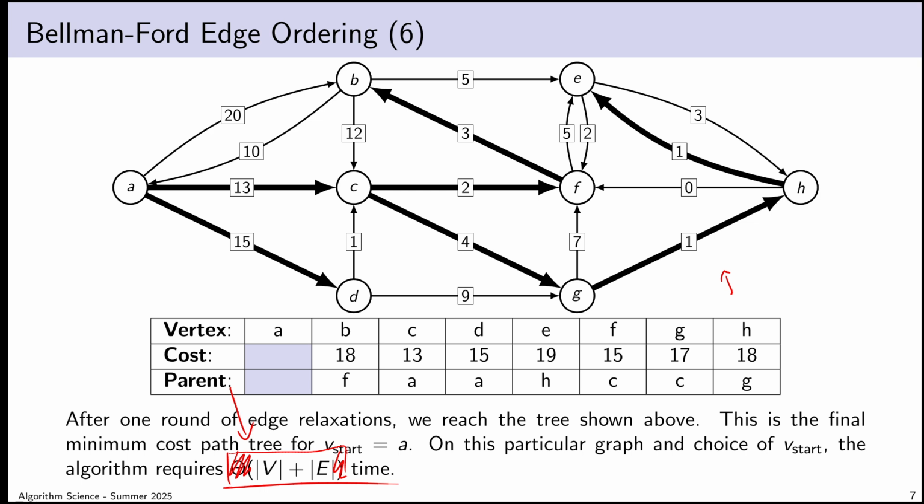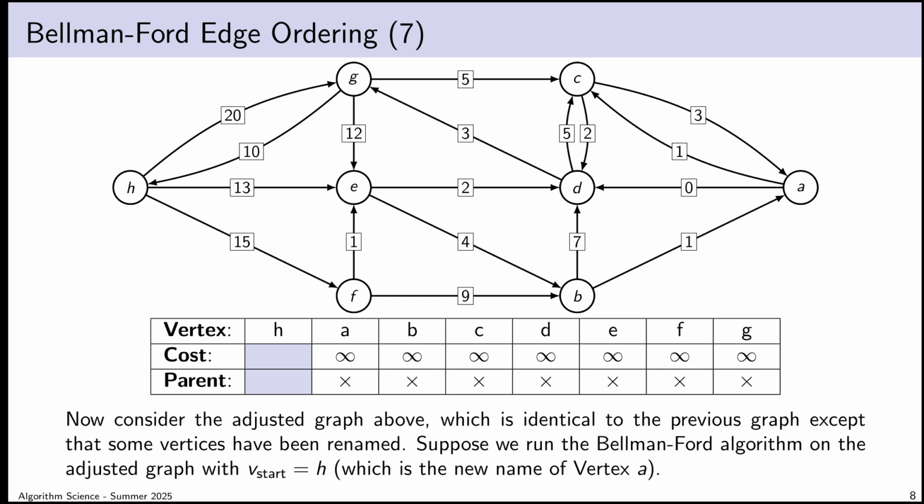In any event, with this particular lucky input, with this particular lucky case of this choice of start vertex on this graph, with these vertices where edges are considered in alphabetical order, I end up getting the minimum cost path tree really quickly after only one round of edge relaxations.